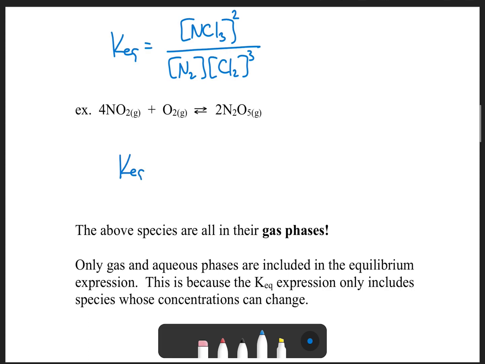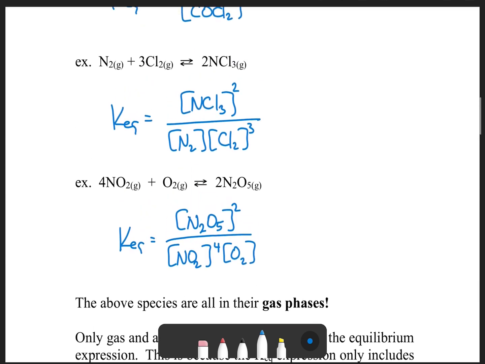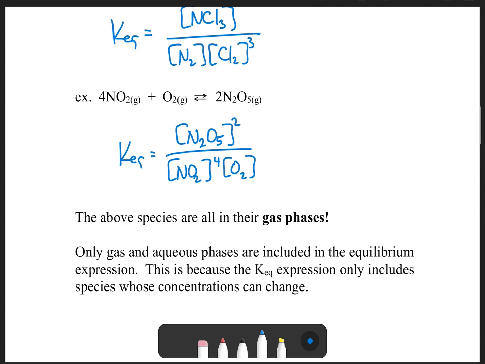For the third example, N2O5, exponent 2, NO2 to the fourth, O2. And there's our KEQ expression. If you notice, all of the species up above are all in the gas phase. Only gas and aqueous phases are included in the equilibrium expression. This is because the KEQ expression only includes species whose concentrations can change.